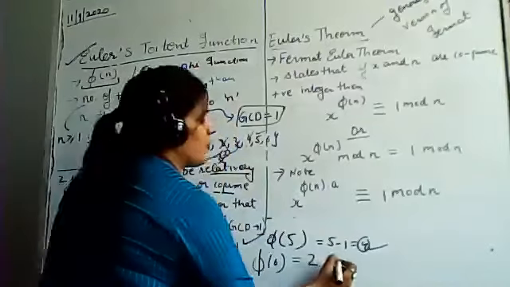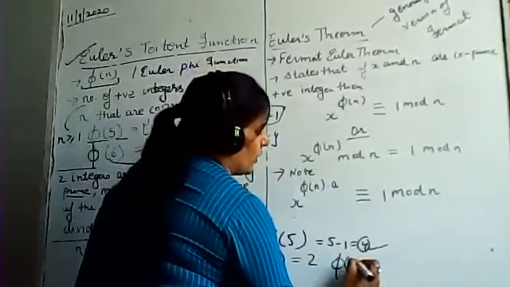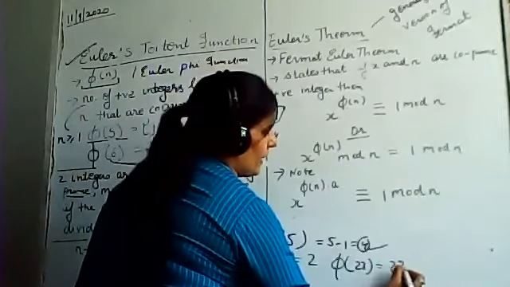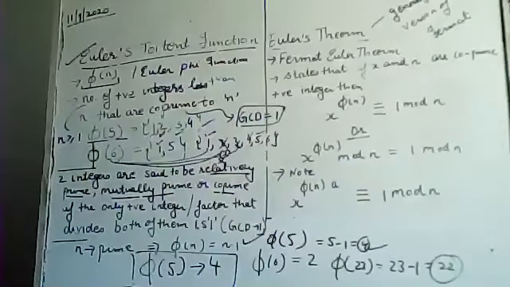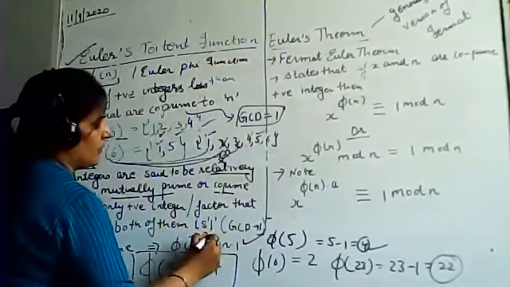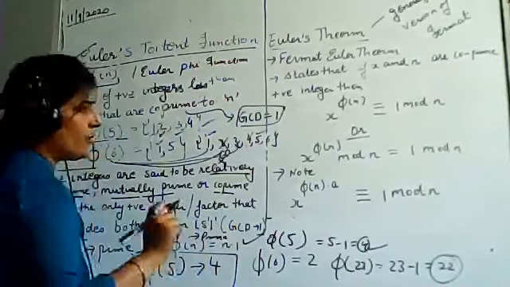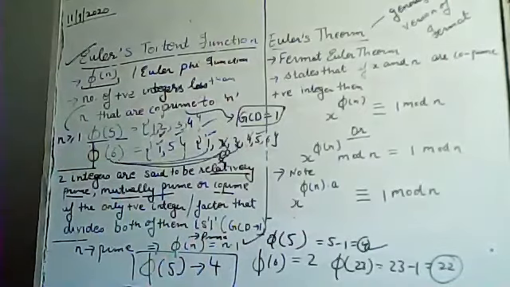Similarly, let's suppose I need to calculate phi of 23. That is 23 minus 1. So these are the total number of elements. Clear? So this is the second formula. But what should be the condition? My n should be prime. So whenever the number for which I need to find the totient value is prime, I can directly subtract 1 from that number. Clear?